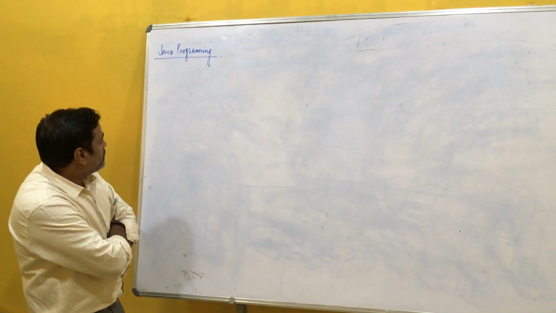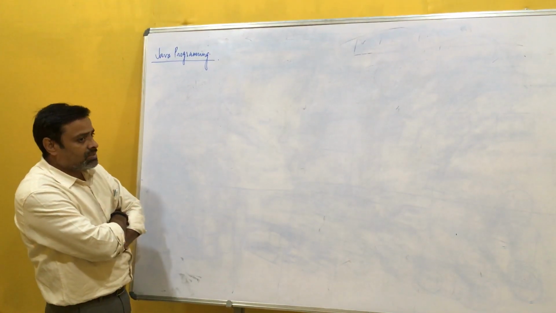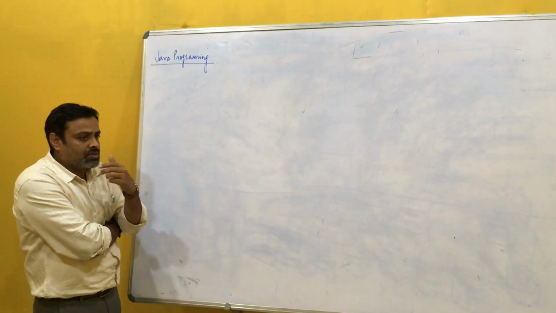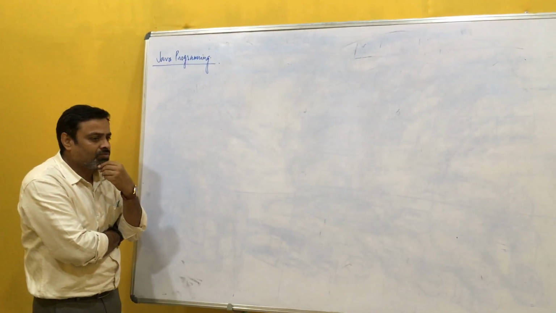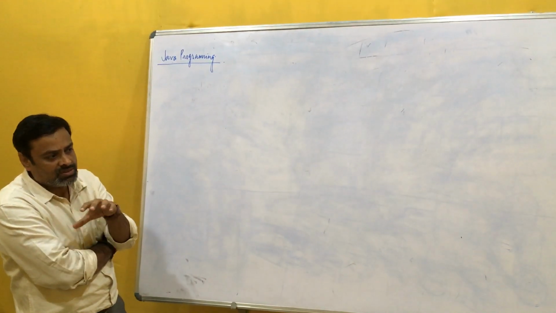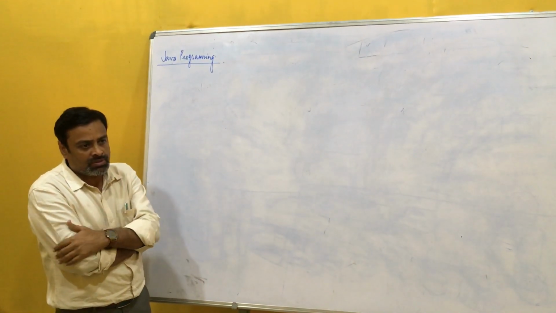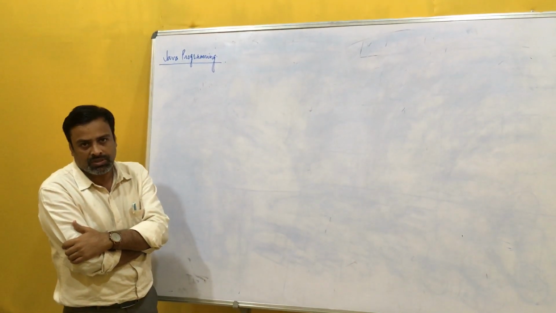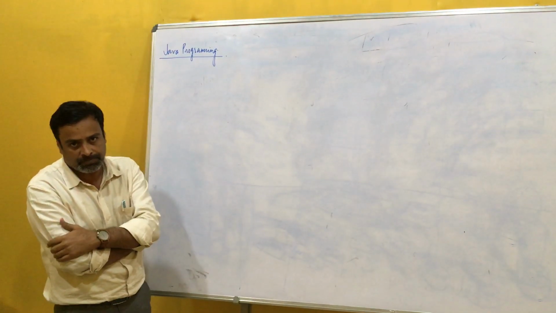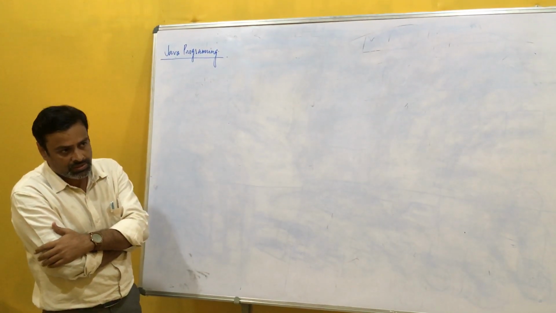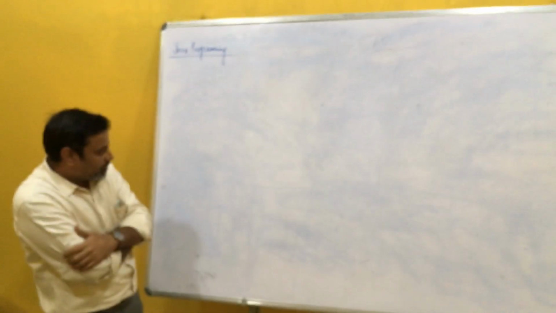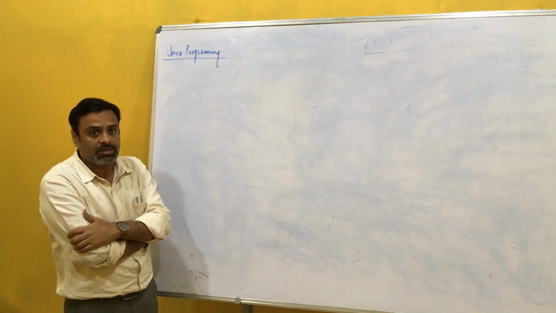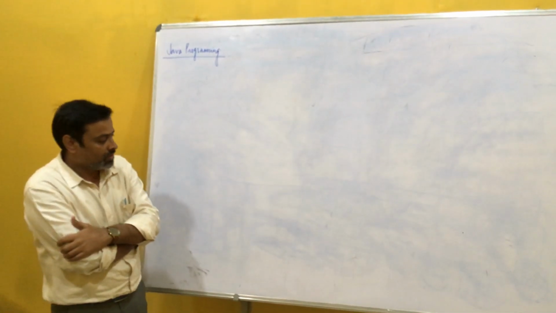And since it is an object-oriented programming language, the basic feature of Java, or any object-oriented programming language, is that it must have three properties to become an object-oriented language. First is encapsulation, inheritance, and polymorphism. So today let us understand what is encapsulation and why it is needed in programming.